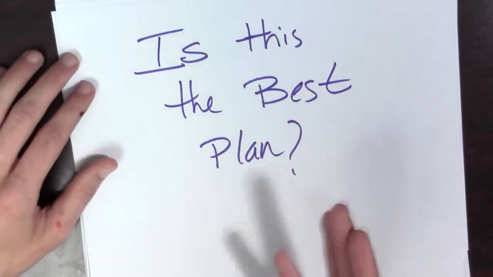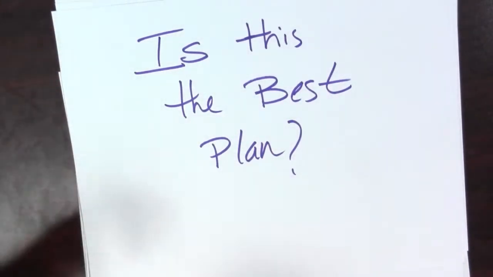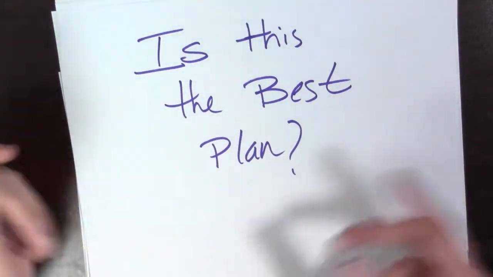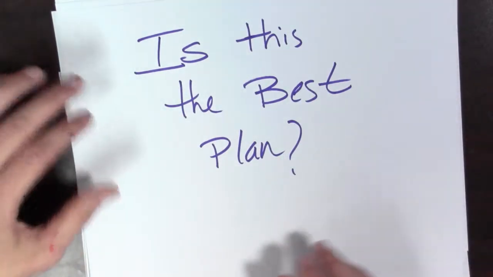Is this the best plan? Is it best to make one order where you buy all the food? Or maybe you should make lots of little orders and buy less food each time? Who knows? Let's think about this.